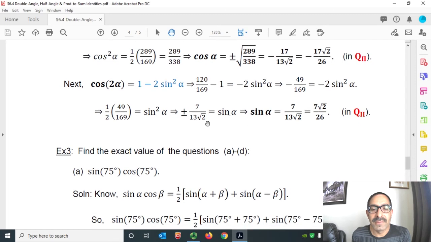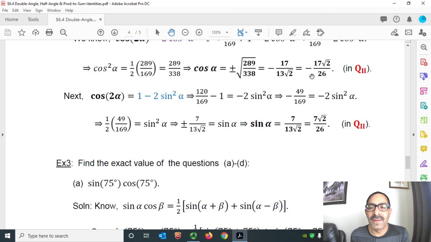Now we have this equation here, and we know sine alpha is positive in the second quadrant, so I pick the positive value here. And to avoid the radical in the denominator, we multiply top and bottom by radical 2. So our final answer is sine alpha equals 7 times radical 2 over 26. So we found cosine alpha, found sine alpha. I hope these computations make sense to you all.